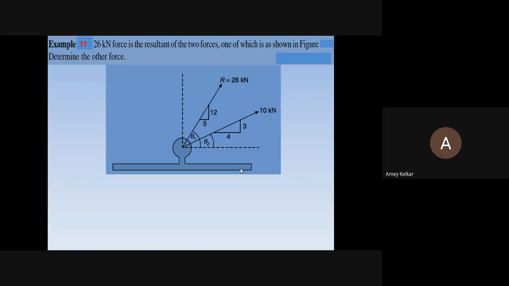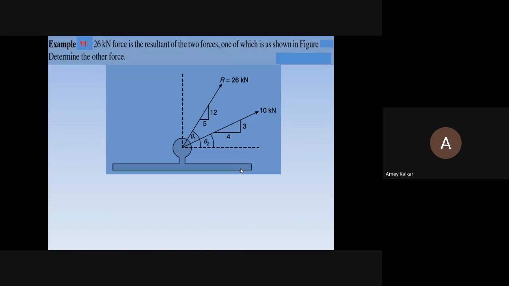Determine the other force. This same example has been asked in the final exam question paper 5 times: 1, 2, 3, 4, 5. Five times this question is asked in the examination. So what is the catch in this example?